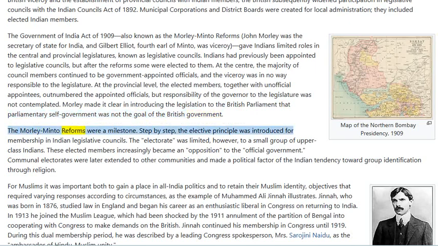The Morley-Minto reforms were a milestone. Step by step, the elective principle was introduced for membership in Indian legislative councils. Their electorate was limited, however, to a small group of upper-class Indians. These elected members increasingly became an opposition to the official government. Communal electorates were later extended to other communities and made a political factor of the Indian tendency toward group identification through religion.